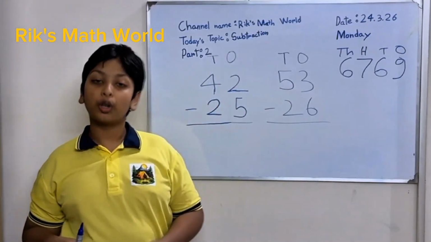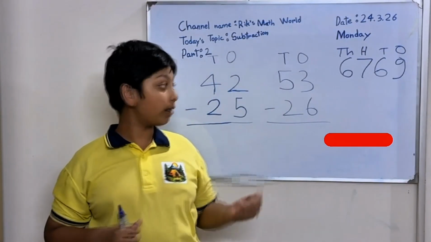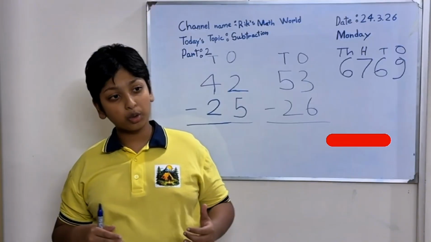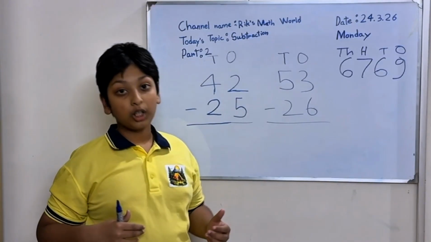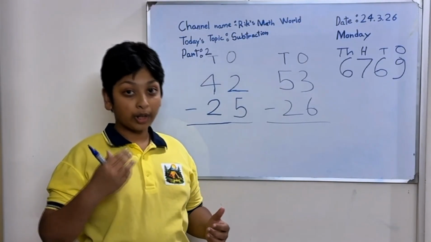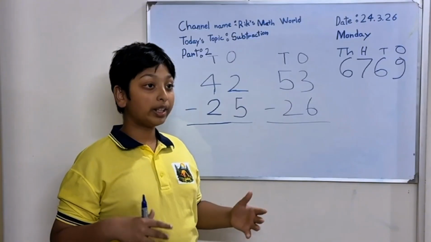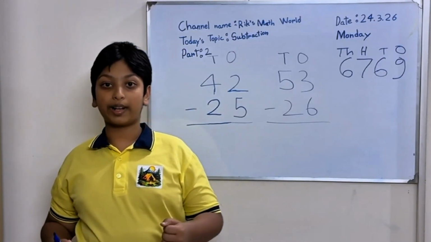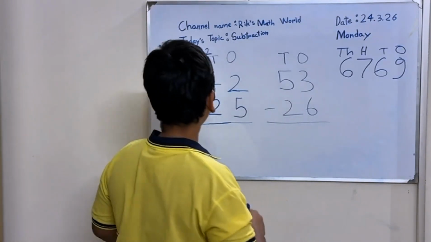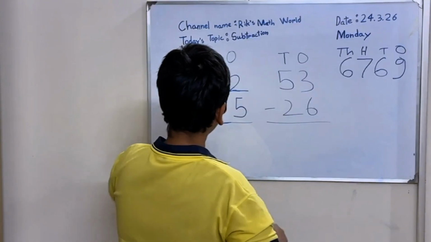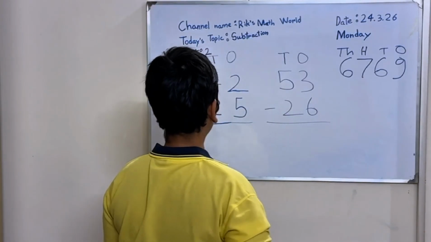Today I am going to show you subtraction in part 2, and today we are going to learn about subtraction in multi-digit with a new rule called borrowing. So let's start. The numbers we can see are 42 minus 25.